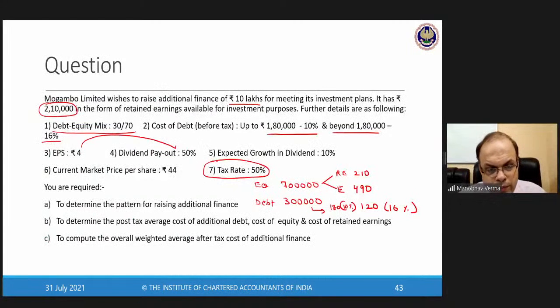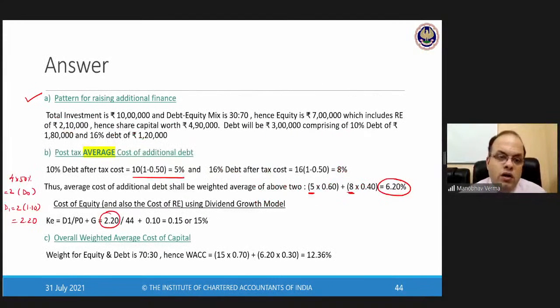4 into 50% gives you D0, and then there is a growth rate of 10%. So 2.2 is what we are getting, and then divided by 44. So you're talking about 5 plus 10, giving you 15% as the cost of equity, guys. Let me know any doubts till this point, guys.